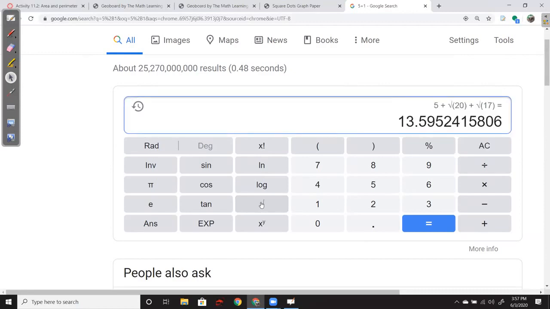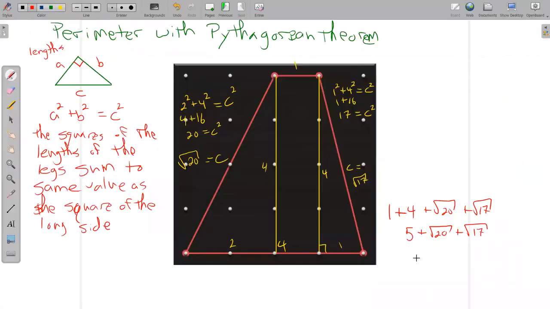And so my calculator says the total distance around should be, if I go to 1 decimal place, 13.6-ish. So this is approximately 13.6, and that's the perimeter of this trapezoid.